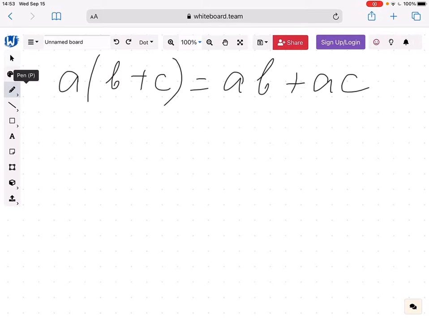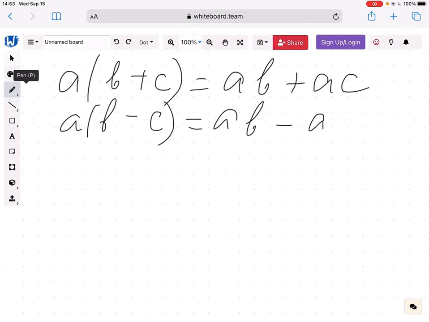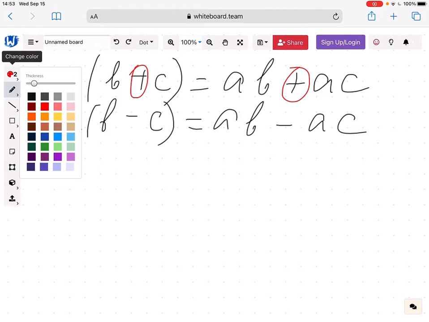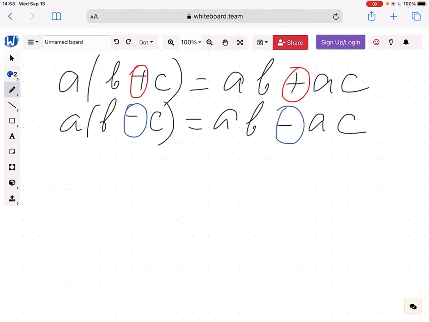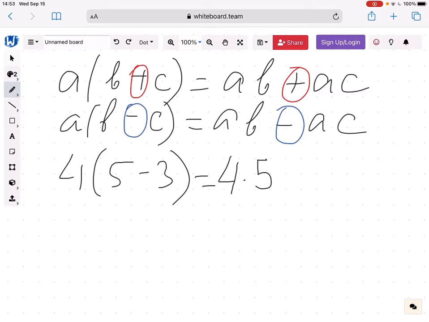And also I want to say right now that if you have A times (B minus C), we keep that minus. Whatever's here is here, and whatever's here is here. All right, so we had an example previously. We said 4 times (5 minus 3), and if you use this rule, we multiply 4 by 5 and then minus 4 times 3, right? And we got 8.